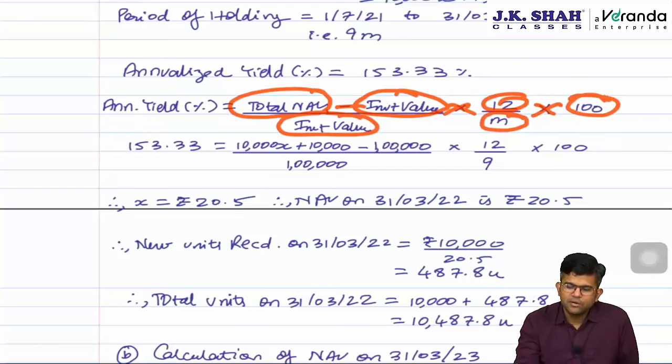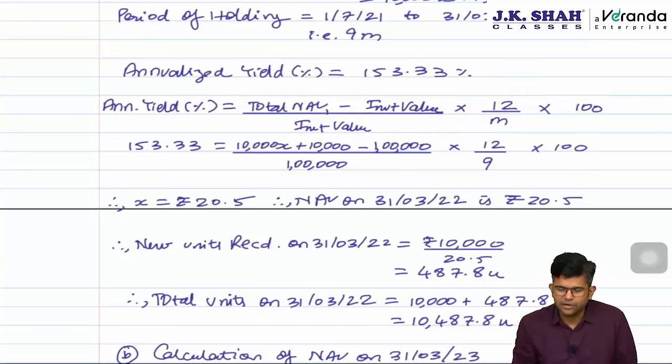Some of you might have the doubt, why am I not adding the dividends? The dividends are not getting added in the formula because they are reinvested and this is reflected in the overall value of your investment on the last day.